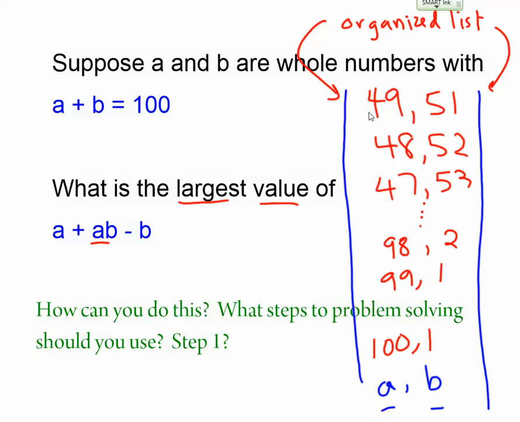He said, well, it could be 49 and 51, or 48 and 52, or 47 and 53. And I said, well, what if you continued that pattern down? Like, what would happen when you got to the bottom? And he said, oh, 99 and 1, and then 100. Whoops, this should be 0.